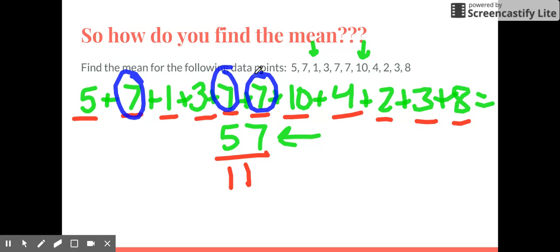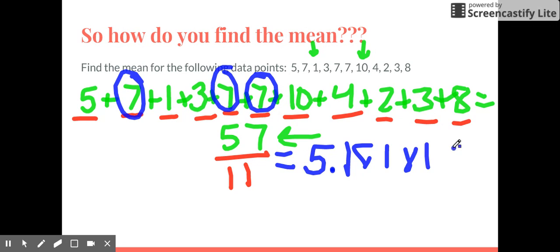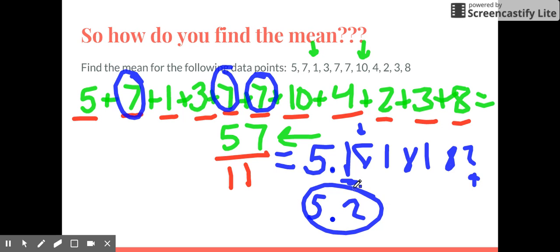So when I do that math, 57 divided by 11, I'm going to get 5.181818. Your calculator only holds so many digits, so what ends up happening is it will round. So that's where that 2 is coming from. If I round to the tenths place, I'm going to look at this number here, and I'm going to round it to 5.2. That would be my average, or my mean. So all I have to do, add up the numbers, divide by how many there are, and you found your mean.